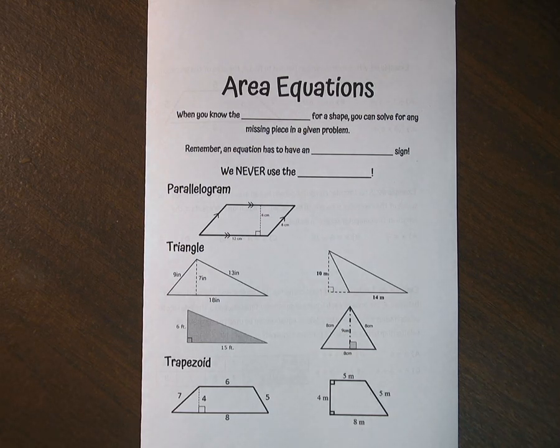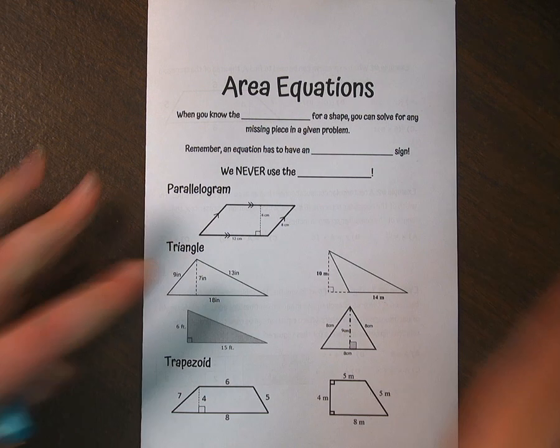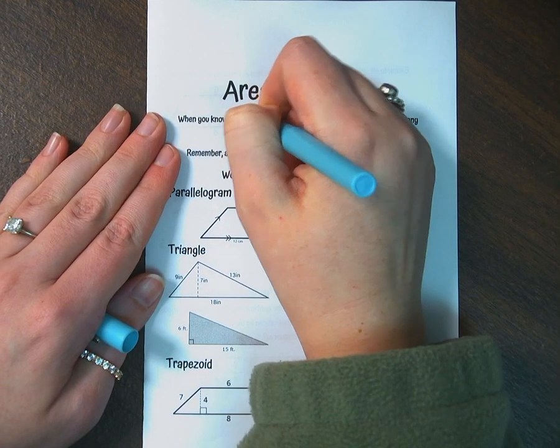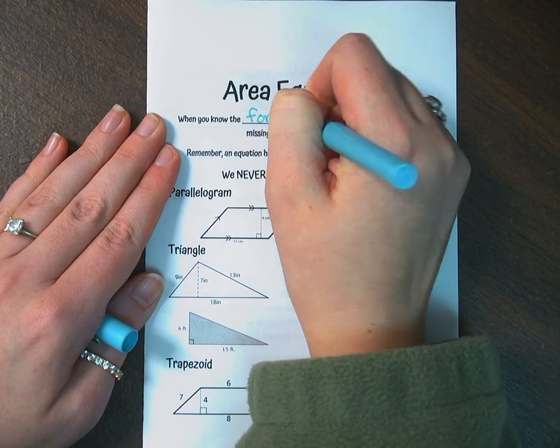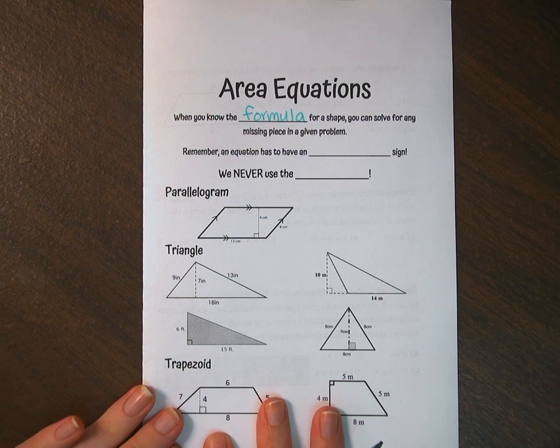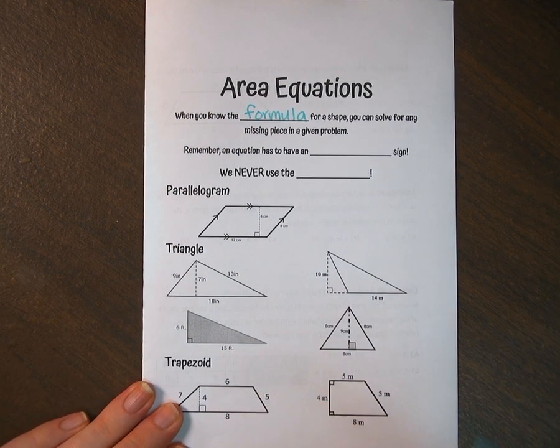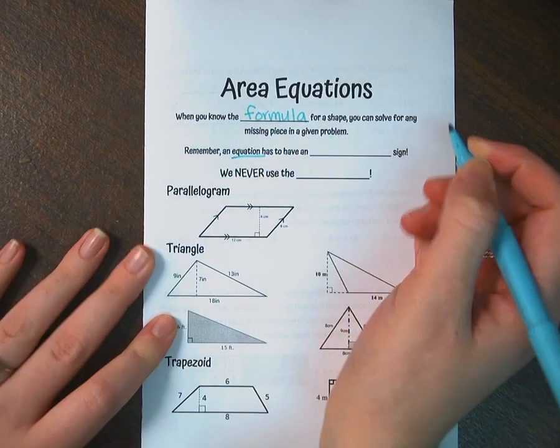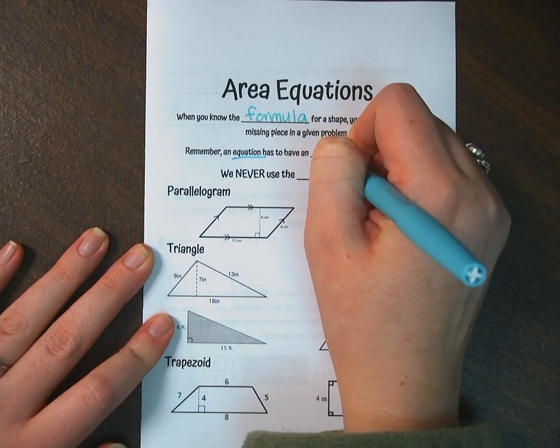We're going to look at area equations. So the keyword for these problems is always going to be area. When we have the formula for a shape, you can solve for any piece in a problem. So a formula is an equation, okay? And remember, equations have to have an equal sign, okay?